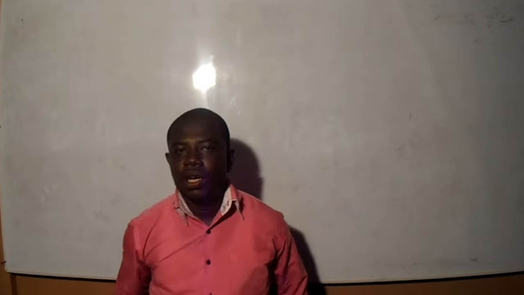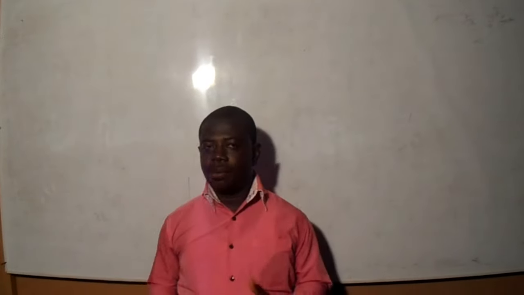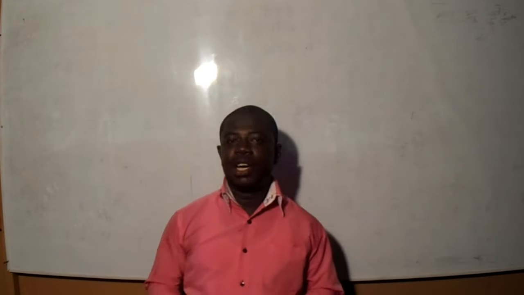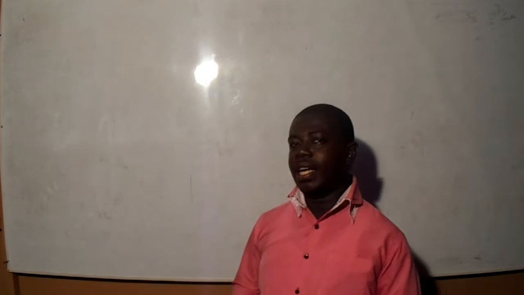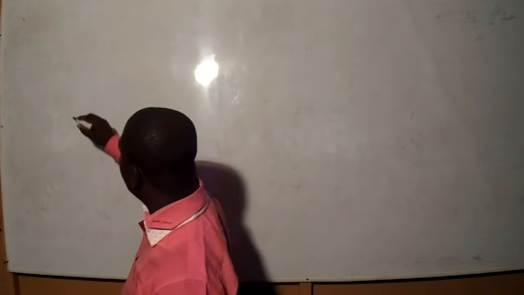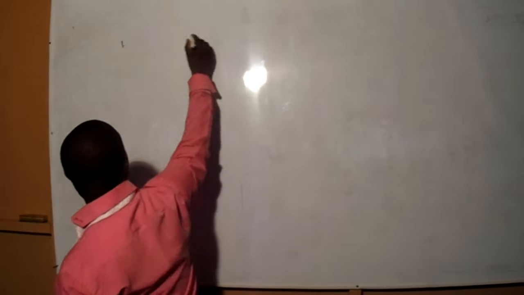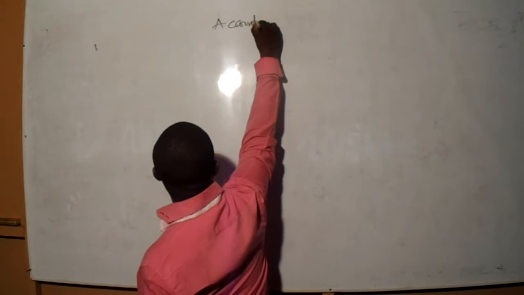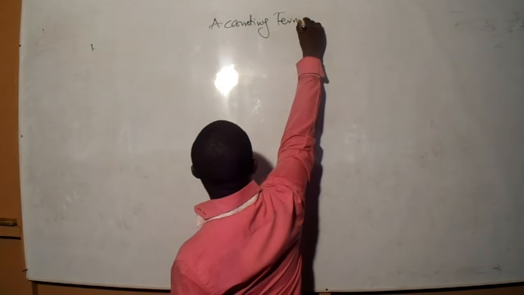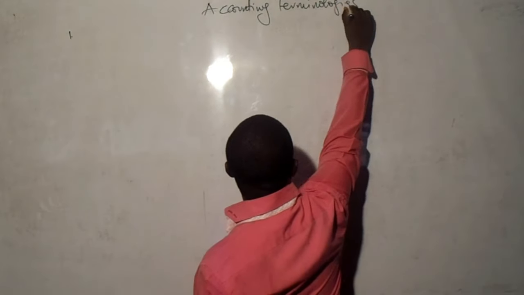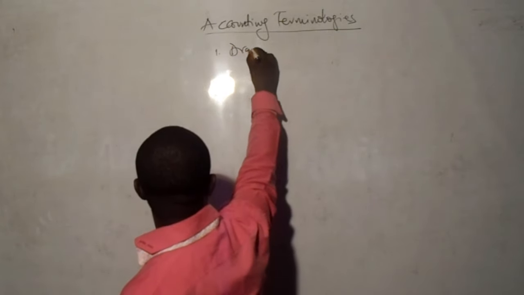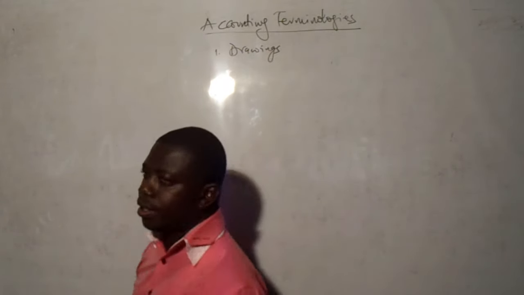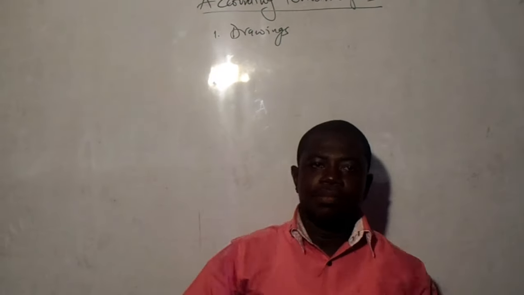Okay. All right, so we want to look at some accounting terminologies, terms that we use in basic accounting. And then I want us to take them one by one and try to explain and understand what they really mean. So I'm going to start with, let's say we are looking at accounting terms or terminologies. I want to begin with drawings. Now, what is drawings?